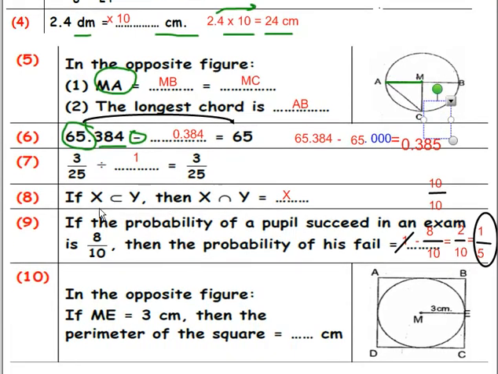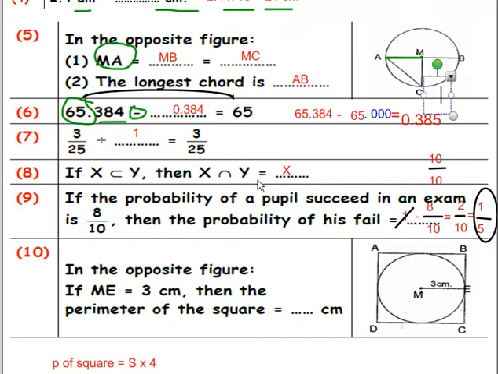0.384. Number 7, 3 over 25 divided by what? Stay the same. 3 over 25 divided by what equals 3 over 25. We don't change anything, so we will divide by 1. Any number divided by 1 equals itself. So we will divide by 1.